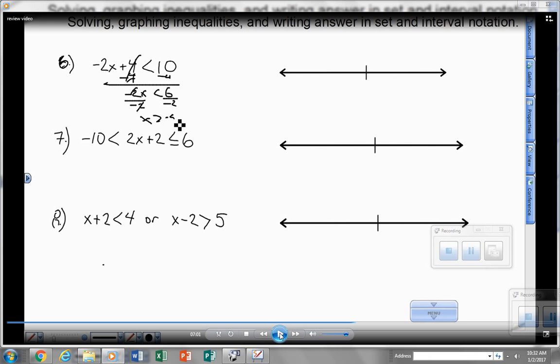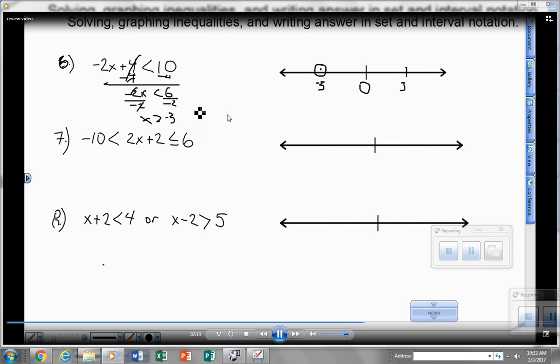So again, it's not going to be less than anymore. My answer is going to switch to x is more than, and then that answer is negative 3, because 6 divided by negative 2 is negative 3. Here on my number line, remember 0 in the middle, 3 positive on the right. I'm going to do 3 negative on the left.